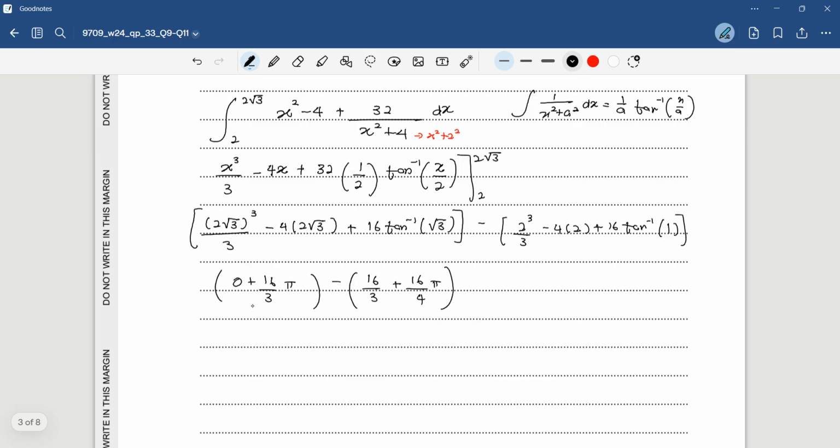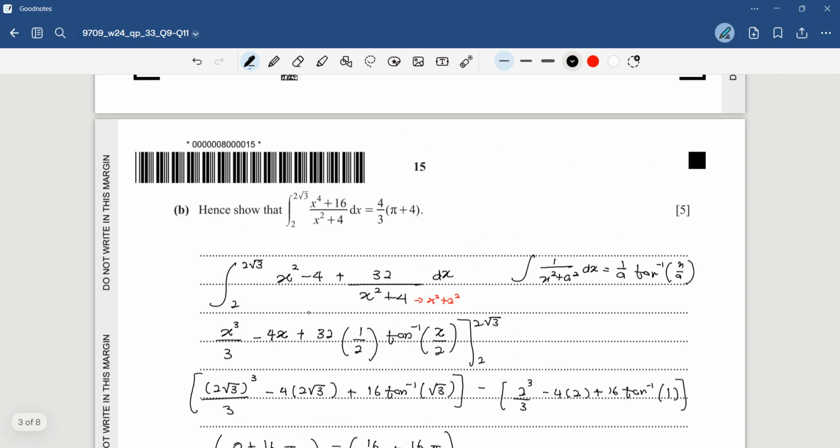Okay, so 16 over 3 minus 16 over 4, so we'll get 16 over 3 pi minus 16, okay, sorry, so if you minus 16 over 3 minus 16 over 4, so you get 4 over 3 pi minus 16 over 3. So you can factorize the 4 over 3, so pi minus 4. Okay, so it's shown.